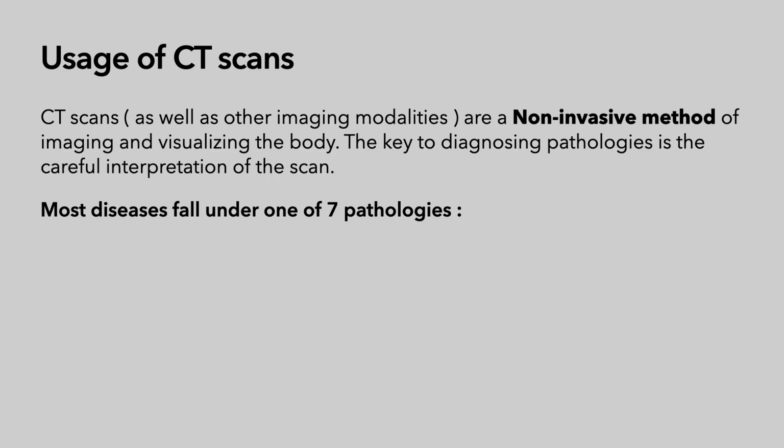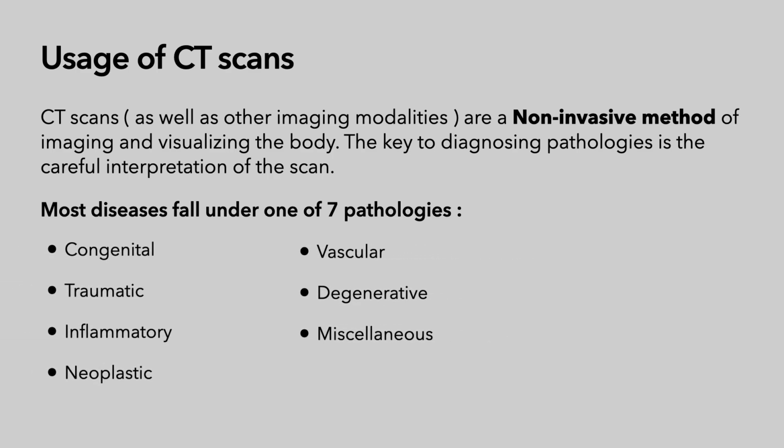The important part is this analogy that most diseases fall under one of seven pathologies. It's either congenital disease, traumatic, inflammatory, neoplastic, vascular, degenerative, or miscellaneous. So basically, when you're trying to approach a pathology or case or patient, think that whatever he's experiencing, whatever the disease is, it's probably one of these seven. It's a congenital lesion, traumatic, inflammatory, whether it's an infectious lesion or non-infectious lesion, neoplastic, vascular malformation, degenerative lesion, or it's miscellaneous, which can include stuff like cysts or maybe neurotic or psychotic patients.